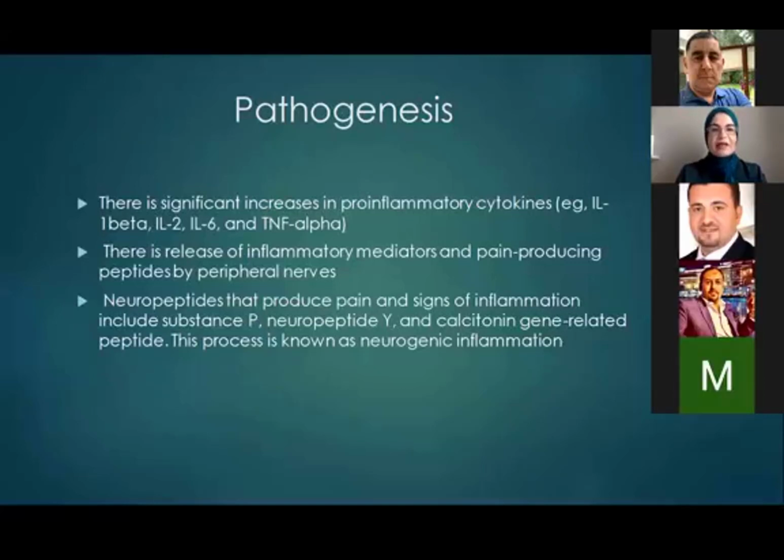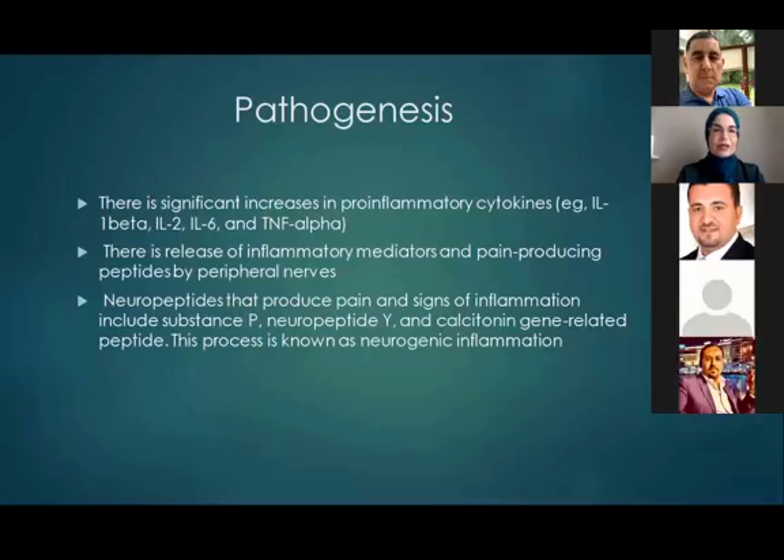Pathogenesis. There is a significant increase in the pro-inflammatory cytokines, and I'm talking specifically about interleukin 1, 2, and 6 and tumor necrosis factor alpha. These are the main targets in the CRPS syndrome. There is also release of inflammatory mediators and pain-producing peptides by the peripheral nerves.